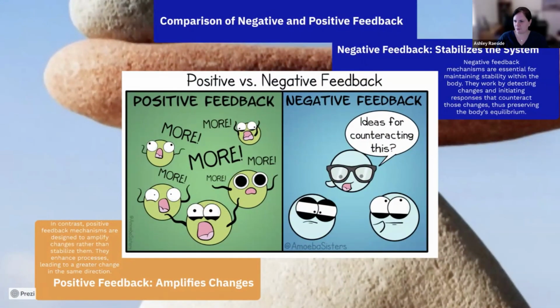So just a little bit of a fun little animation here. So our positive feedback's going more. We need more of what's going on in the body to continue so that we get the outcome that we want. Whereas negative feedback's going, we need to stop this. This is not good for the body. And we need to counteract those changes so that we can then get back to balance.